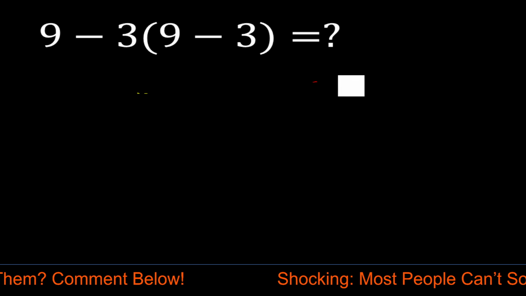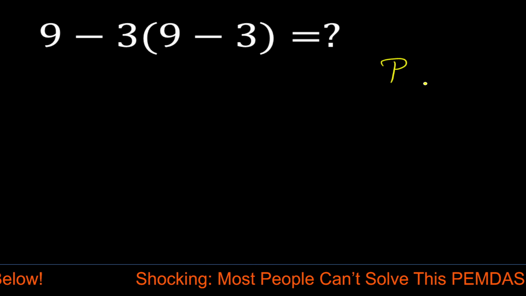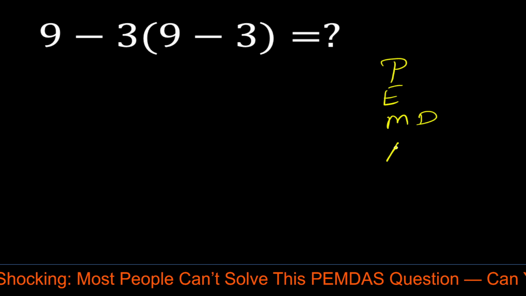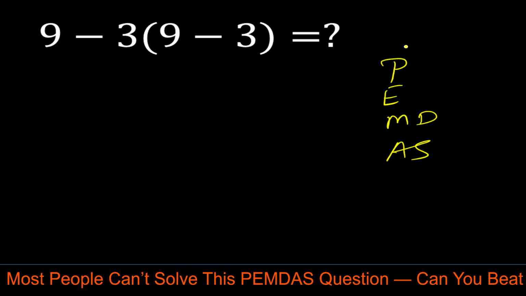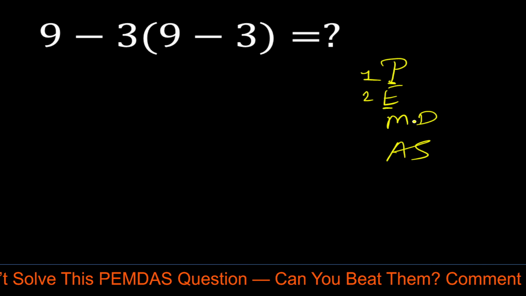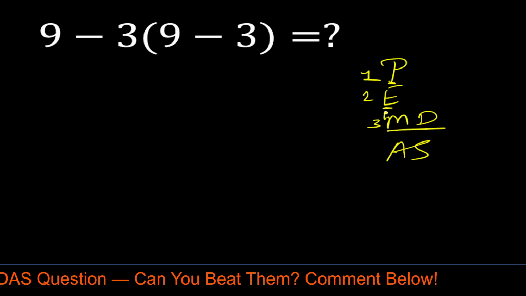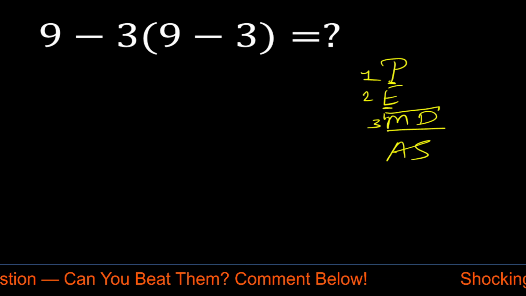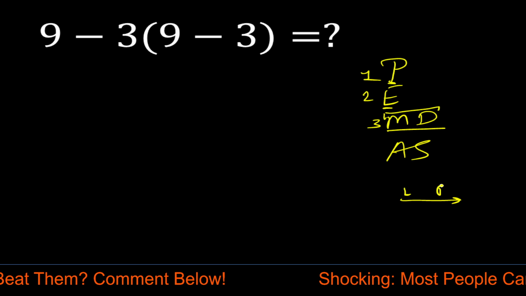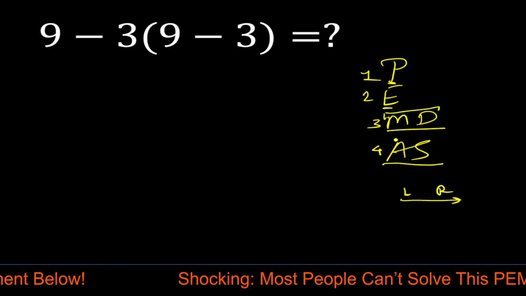So now let's solve this problem correctly by using the PEMDAS rule, right? So PEMDAS, P-E-M-D-A-S. According to the PEMDAS rule, first priority is parentheses, then second priority is exponents, then third priority is multiplication and division. Here multiplication and division both have equal priority, so we have to solve it from left to right. Then fourth and last priority is addition and subtraction.